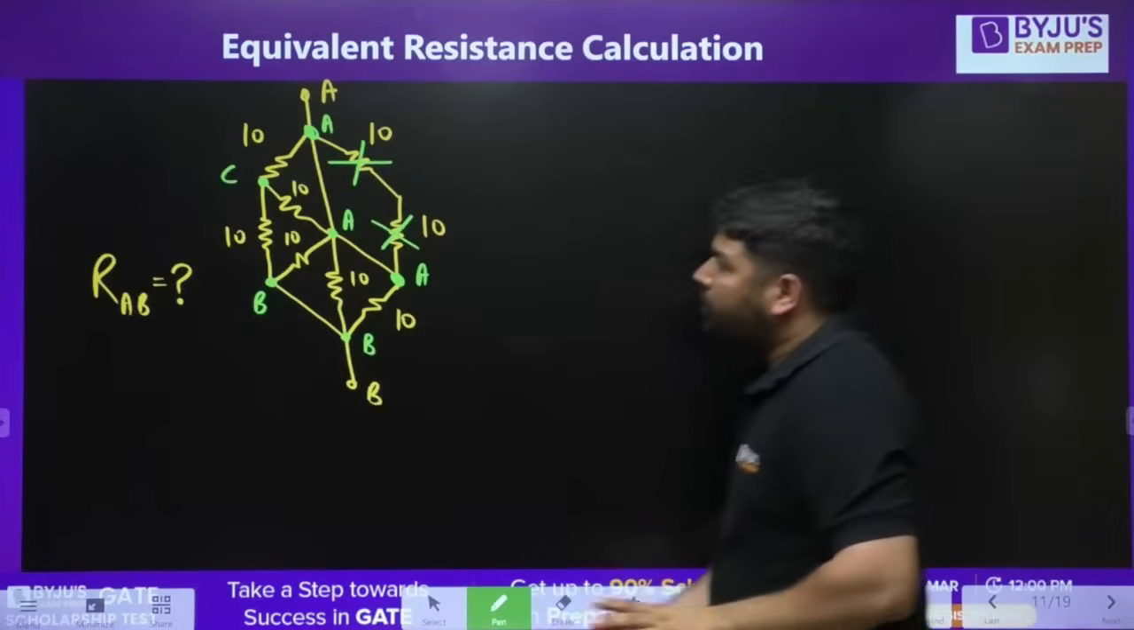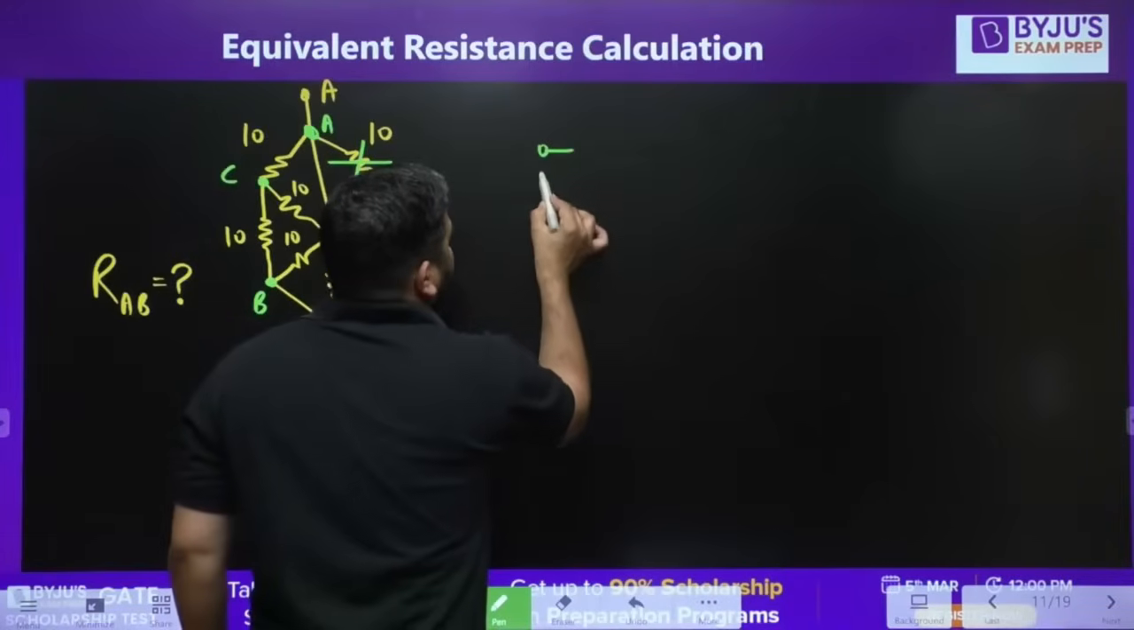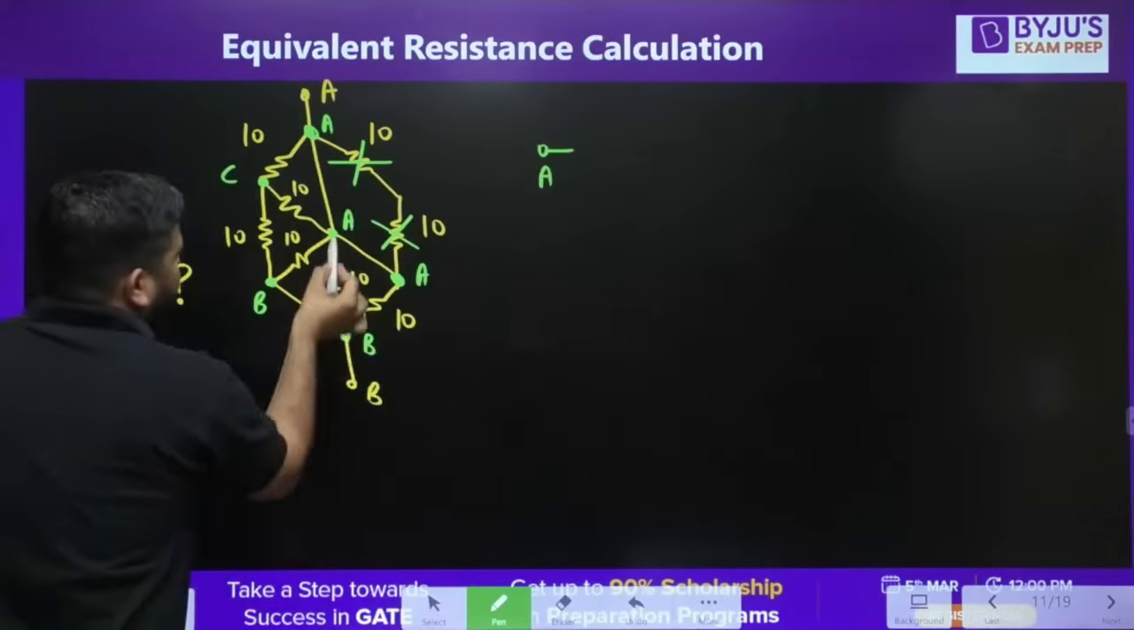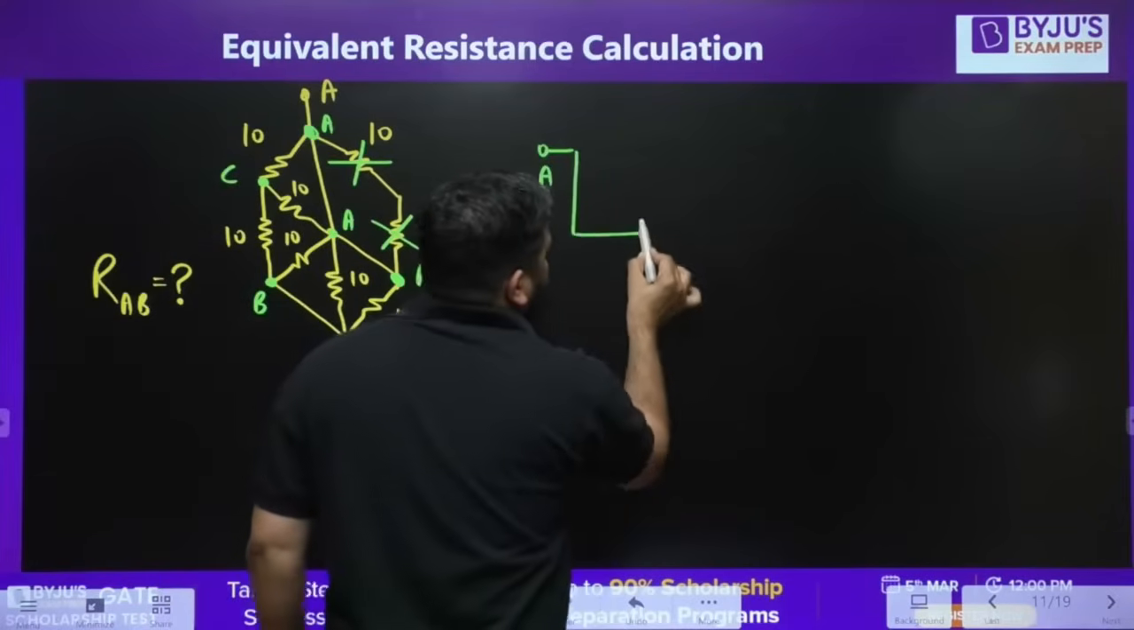Okay? Now, let's simplify the diagram. You start from A. From A to B, you have this 10 ohm. From A to B, we have 10 ohm.